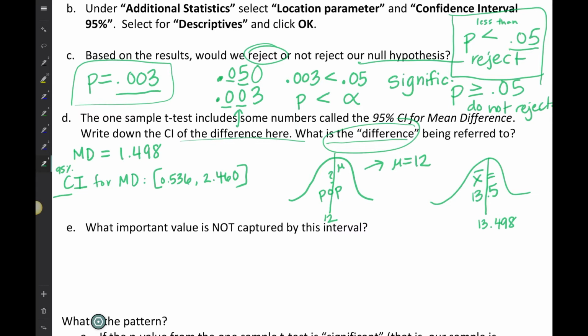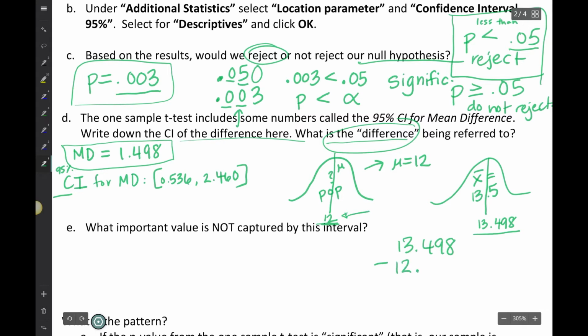So what is this mean difference? That's the difference between our sample, 13.498, and, difference means subtract, our hypothetical population, which in this case we were basing off of what the company said, which was 12 seconds. If we subtract, we see this is the mean difference that it's referring to.